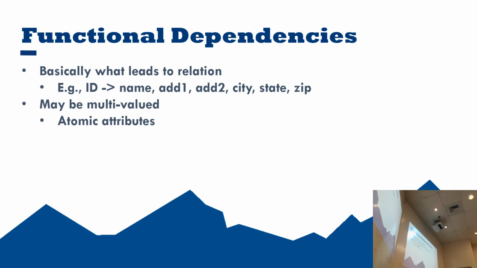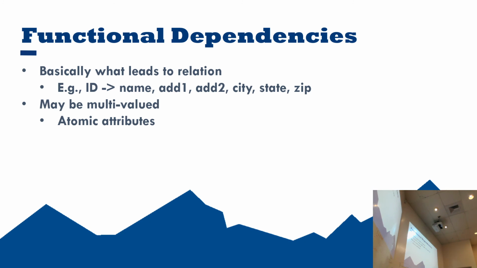All right. Functional dependencies. So functional dependencies are basically going to be what forms the relation from a cognitive standpoint. So, ID is going to relate to each of these different attributes, right? We're saying it's unique to name, address 1, all the information about the person. So that's all it's saying there.